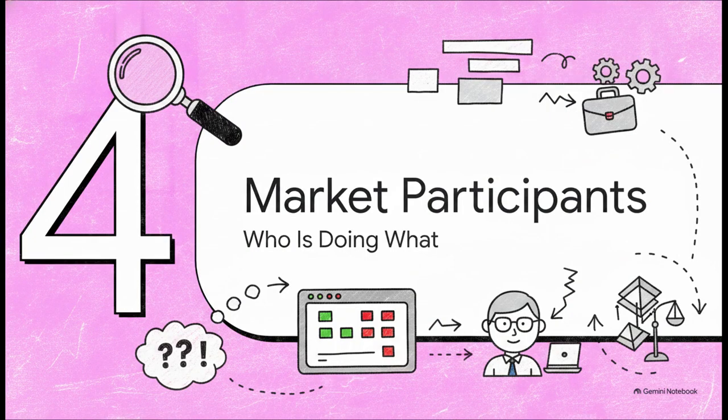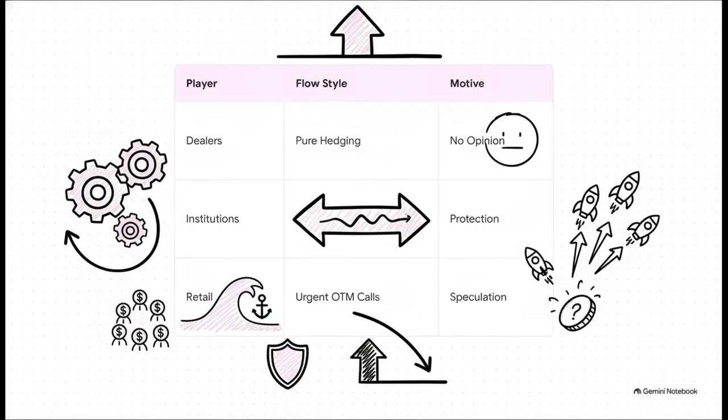All right, Section 4, profiling market participants. We need to know exactly who is doing what. You should never, ever trade an aggregate signal without asking exactly who is behind it. Basically, there are 3 main actors moving the tape. First, dealers and market makers. Keep in mind, they have absolutely no opinion. They're just a pure hedging mechanism.